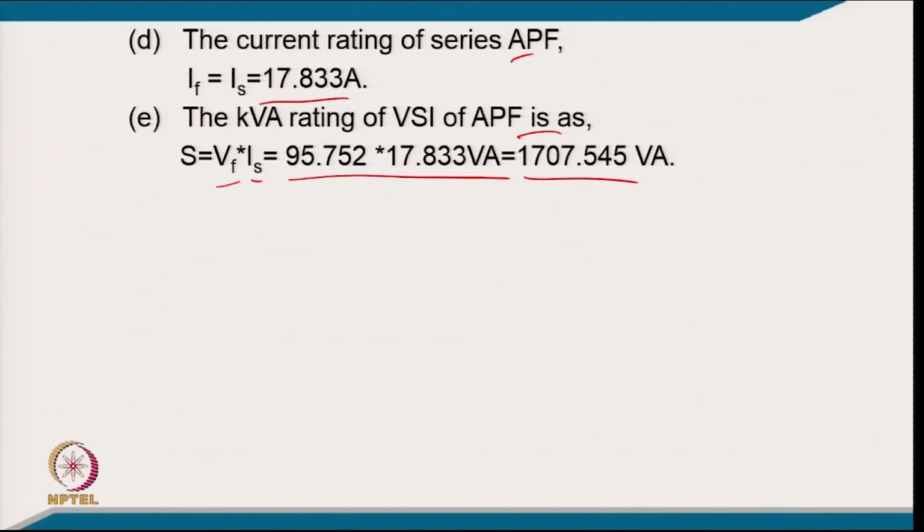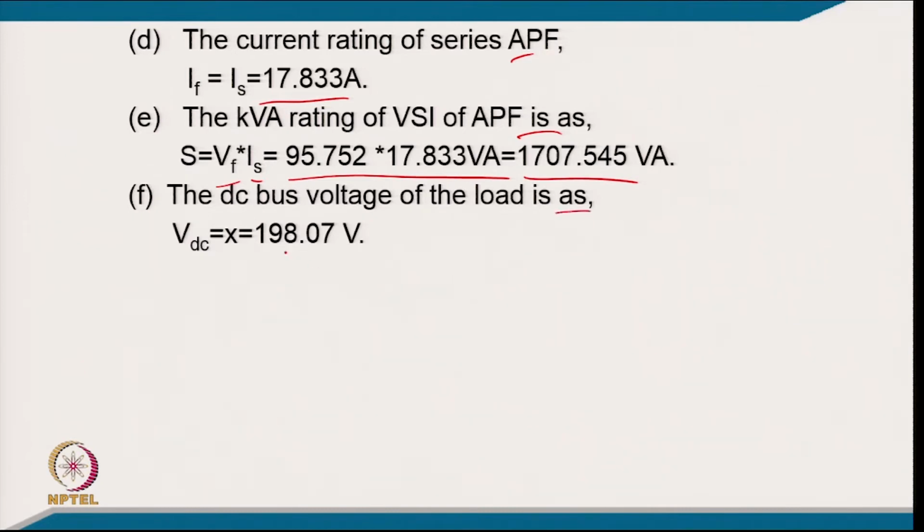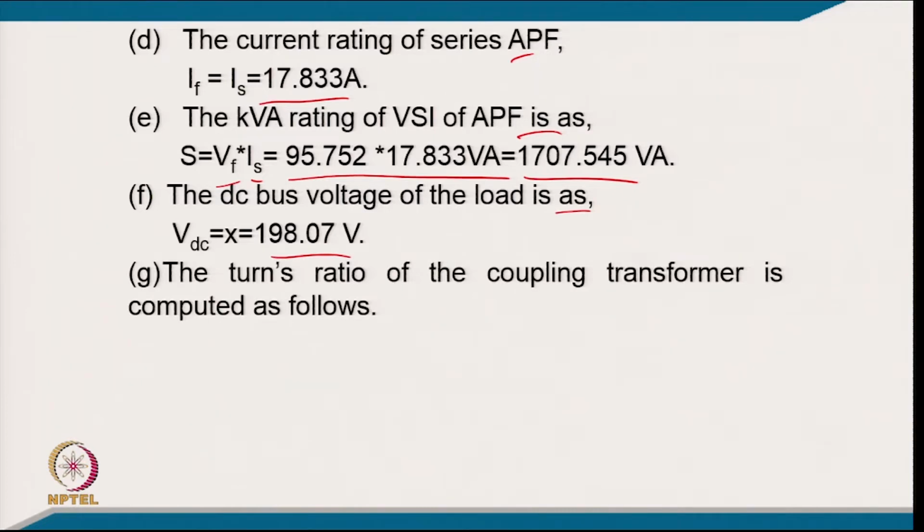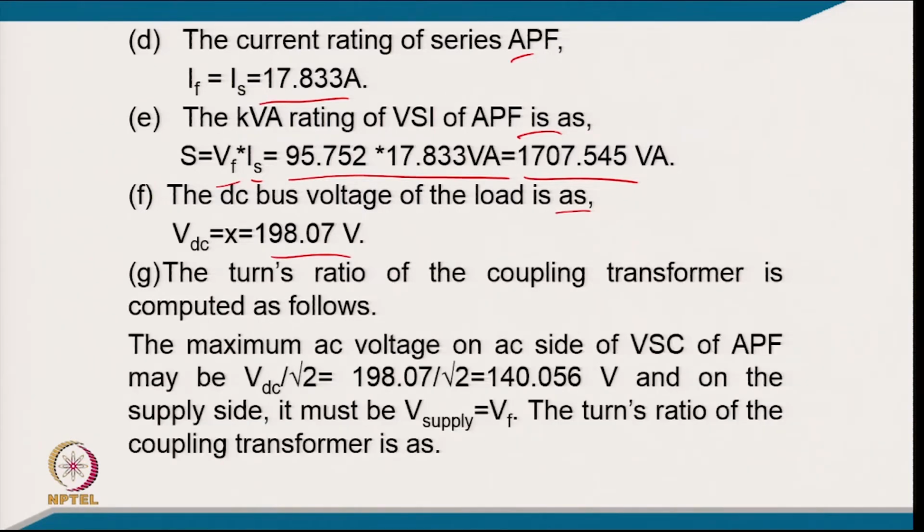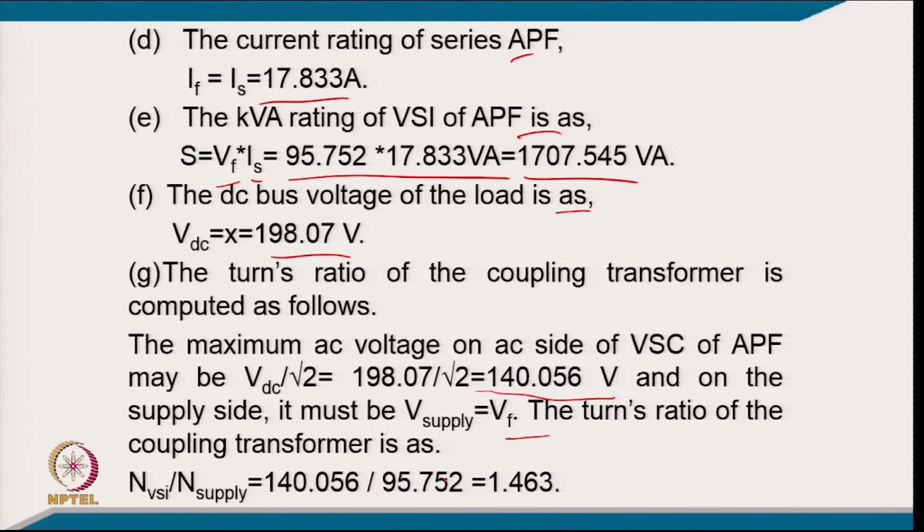it comes 1707.545 volt ampere, and the DC link voltage of the load is certainly the same which we got, X 198.07, for the minimum injected voltage in series with the line. The turns ratio of the coupling transformer we can find out from this voltage, how much AC voltage we can generate. That is VDC by root 2, that is the voltage we can generate, and on the supply side we have to inject only the VF. So, the turns ratio from this we can calculate: this much voltage we can generate from the inverter, and this is the voltage to be injected into the supply. So, the ratio of this comes to 1.463. This is on the inverter side, this is the injected voltage on the grid side. So, this is the turns ratio.